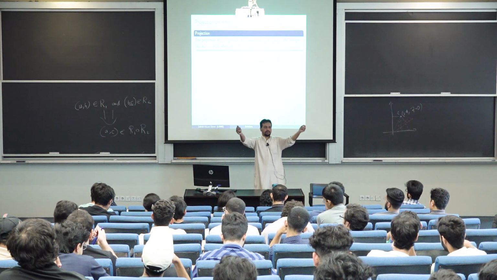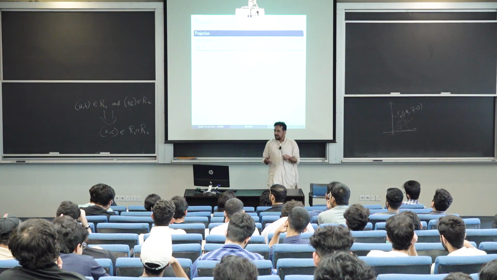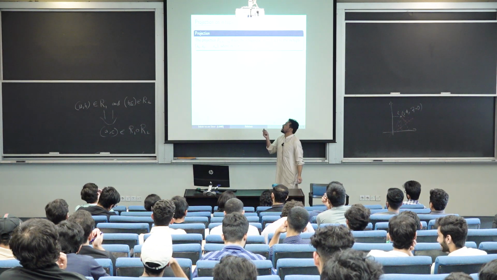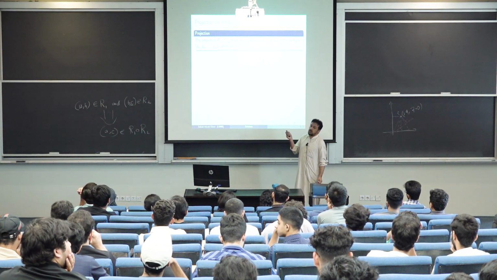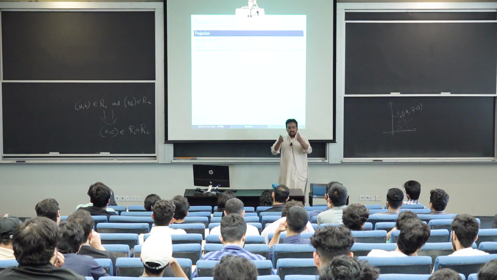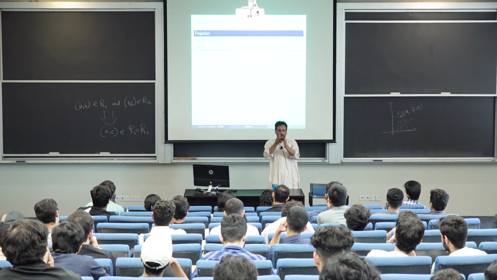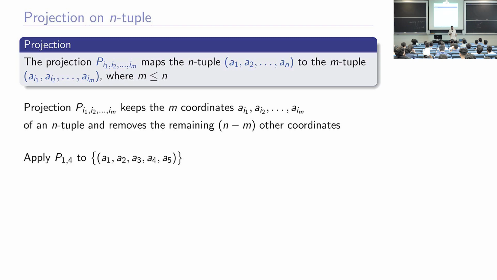I give you a vector, and a projection on these coordinates, these axes I1, I2, up to Im, is basically just: keep these axes, these coordinates, and remove the rest of the coordinates. Okay. So projection keeps the selected, the chosen, the given m coordinates, and removes the remaining n minus m coordinates, right? Let's do this example. Apply the projection P14 to this vector, this 5-tuple.